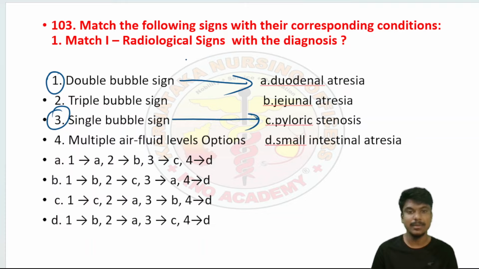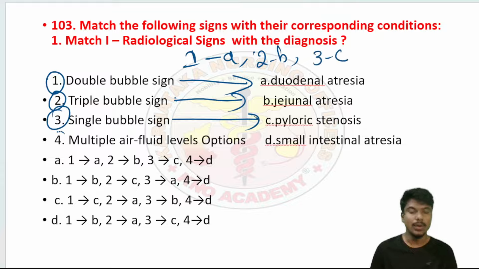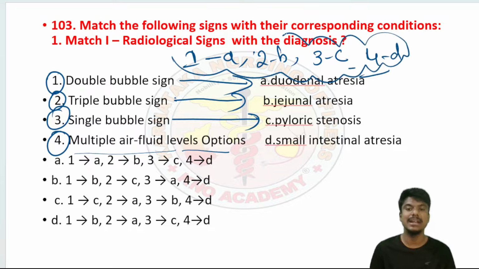So we'll keep on matching one with A and B. The triple bubble sign is seen in case of regional atresia. So 2B. The single bubble sign in case of 3C. The fourth one, multiple air filled levels, 4D. If in the options we find any matching this, we can choose that answer as the right answer. If you see option A, 1A, 2B, 3C, 4D, so option A is the right answer.